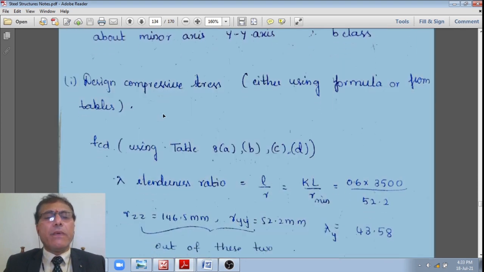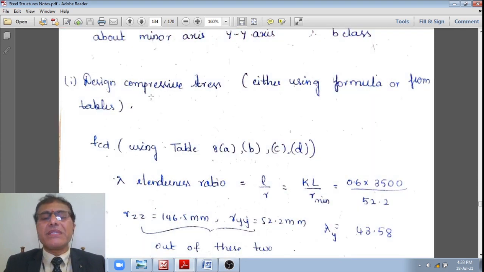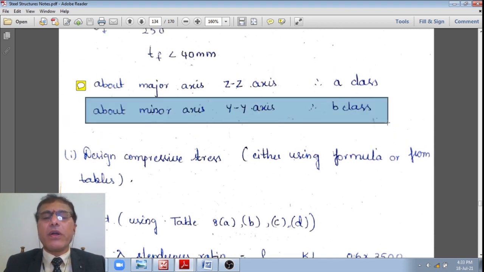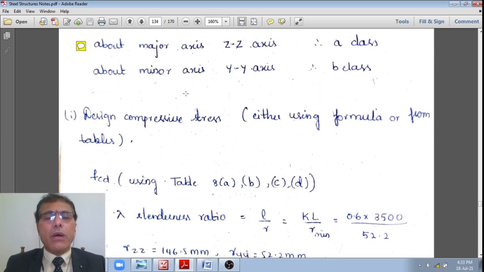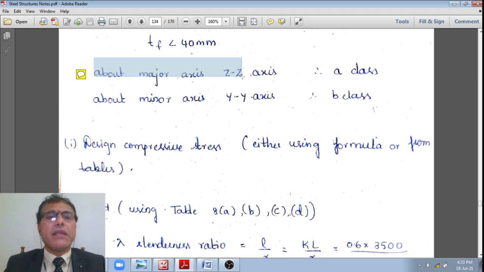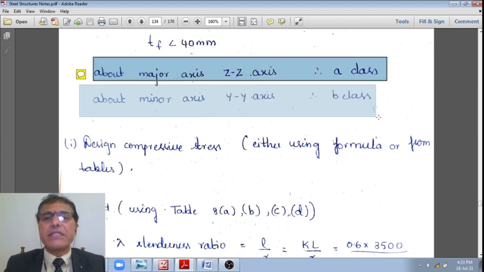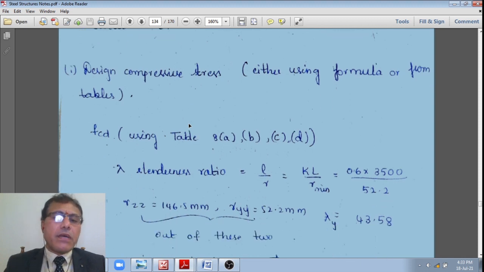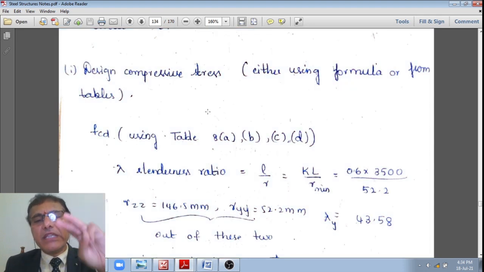Then we already know that design compressive strength is generally governed about the minor axis. We already know, right? Nevertheless, what we'll try to do is calculate about both the axes, right? About the major axis as well as about the minor axis, using the tables 9A, 9B, 9C, 9D, as well as the tables 8A, 8B, 8C, 8D, as well as using the formula. Therefore, all the three we will see, this being the very first problem.